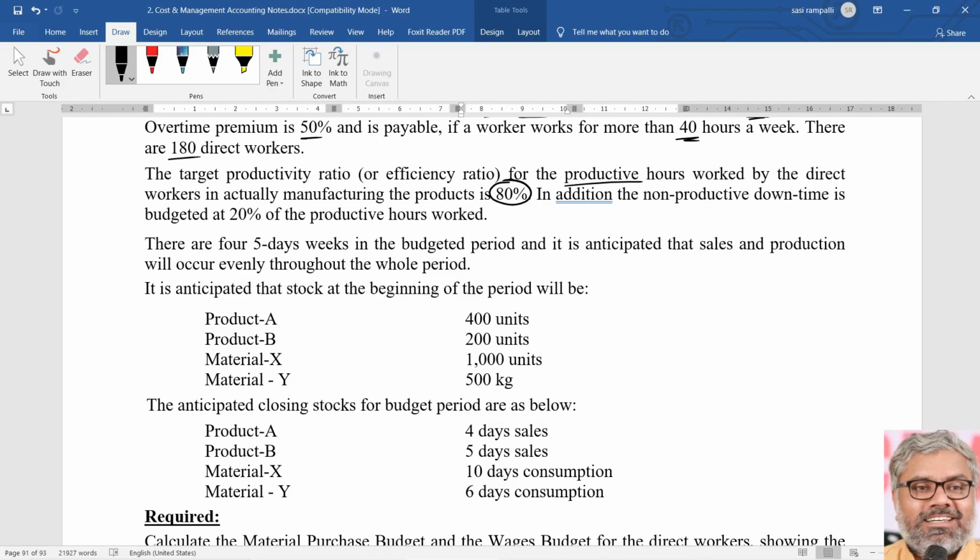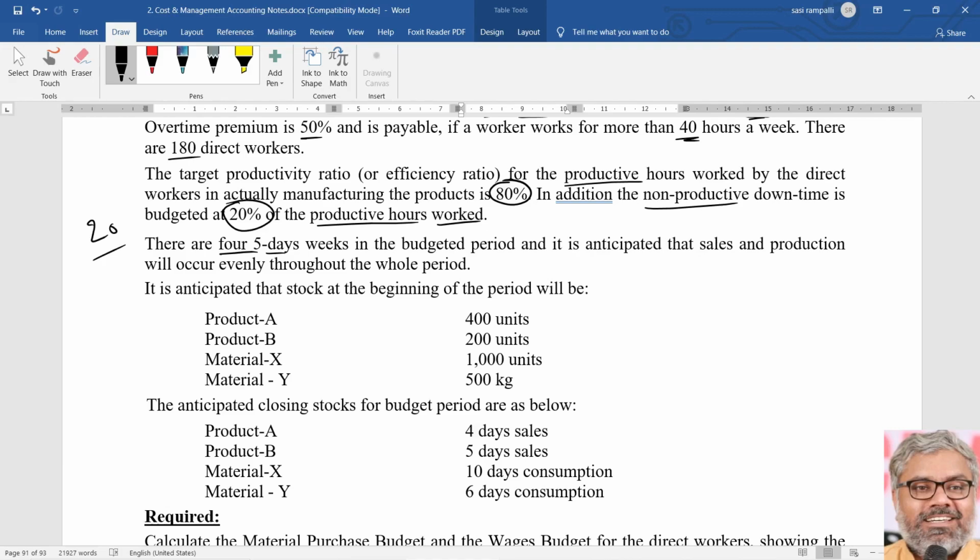But in addition to that, there is a non-productive downtime of 20% also of the productive hours worked. So both are given as a percentage related to the productive hours. Non-productive hours are 20% of the productive hours which are worked. And there are 4 5-day weeks in the budgeted period. That means total number of days will be 20 days. That is clear. And it is anticipated that sales and production will occur evenly throughout the whole period.